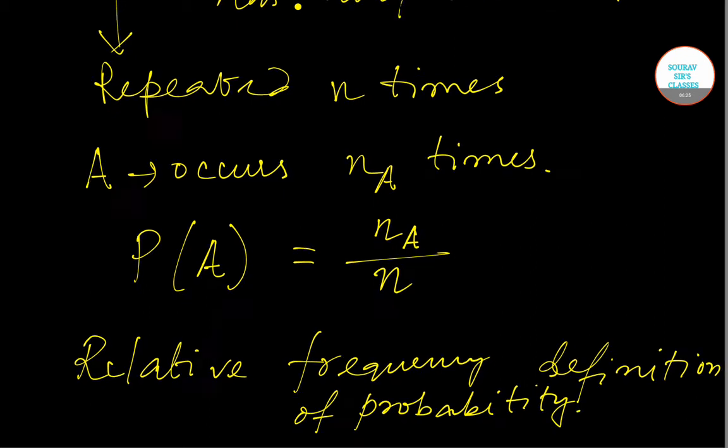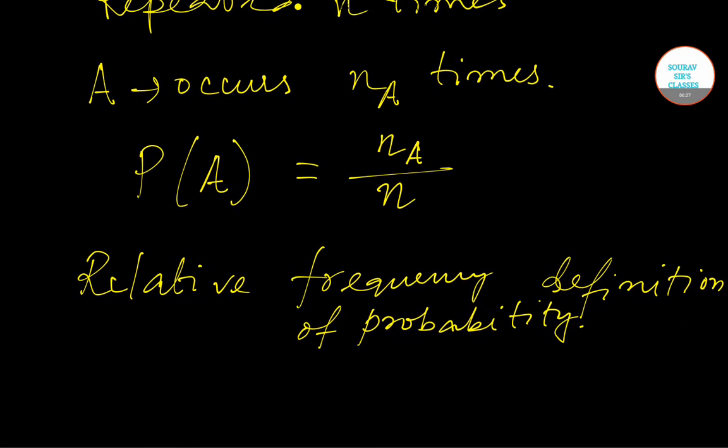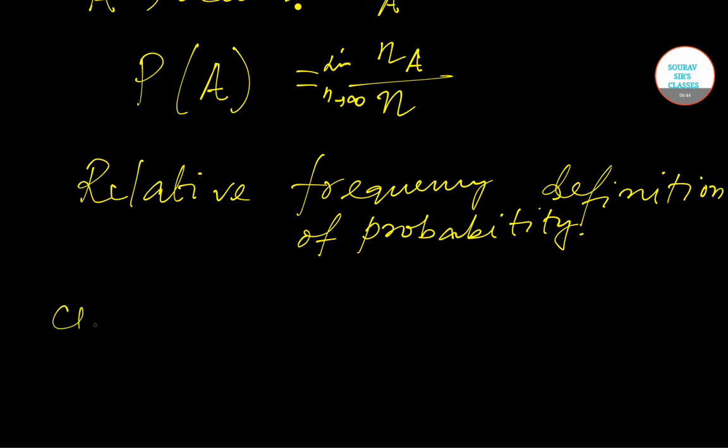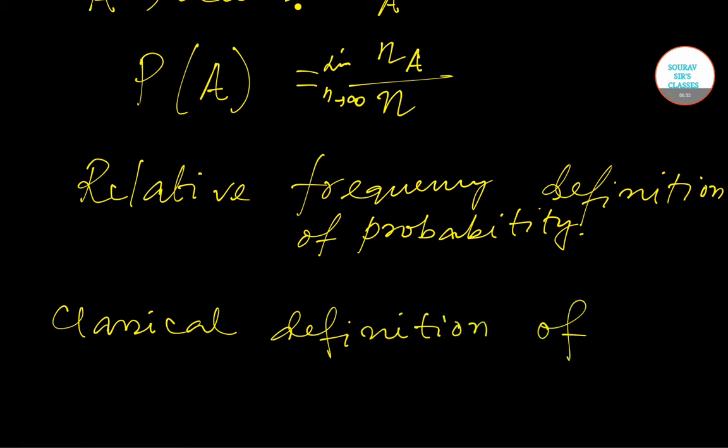Now, we will focus on the classical definition of probability. This will be n tends to infinity. So, probability of occurrence of the event A is equal to limit n tends to infinity of n A divided by n. So, let's focus on the classical definition of probability.